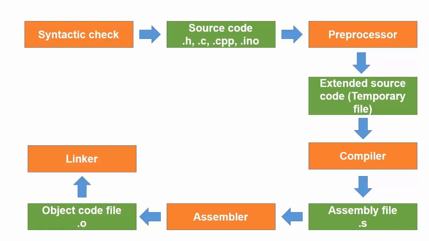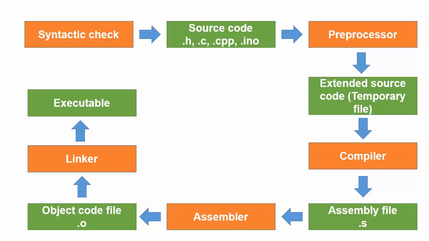The linker takes the object file and adds everything that's missing to make it into an executable file. After this, the program is completely converted into machine code and can be programmed to the board. Now we have a basic idea of what really goes into compiling an Arduino sketch.